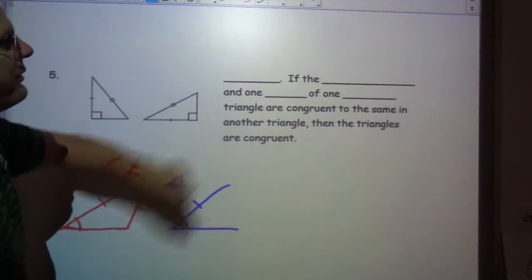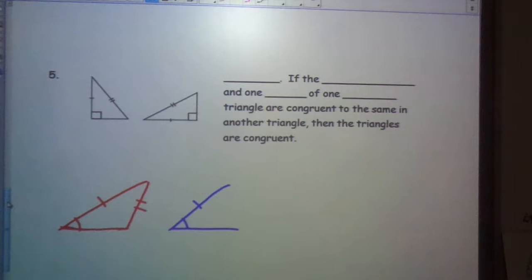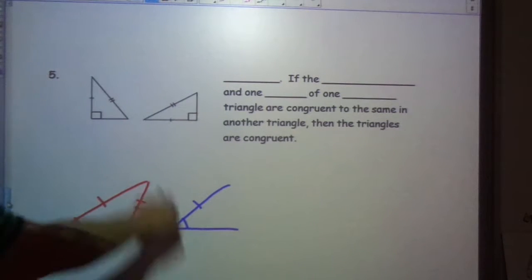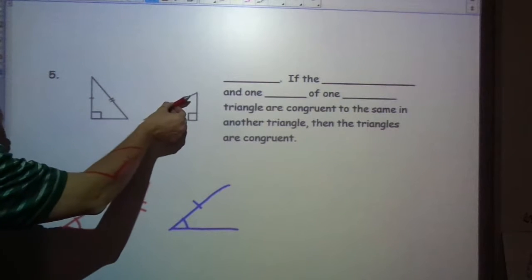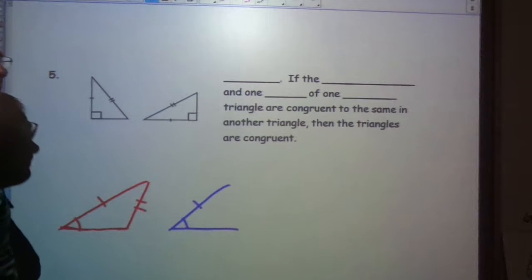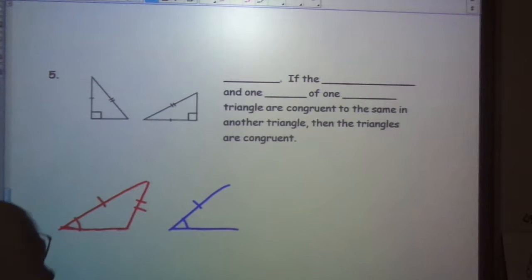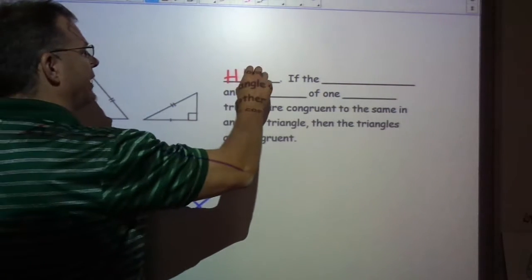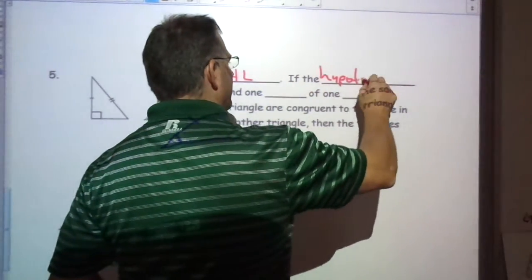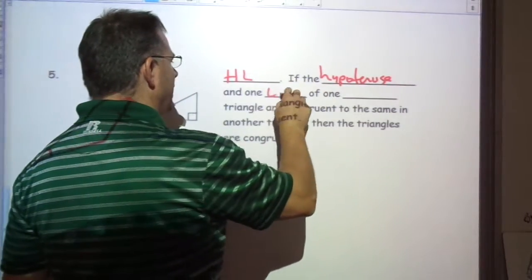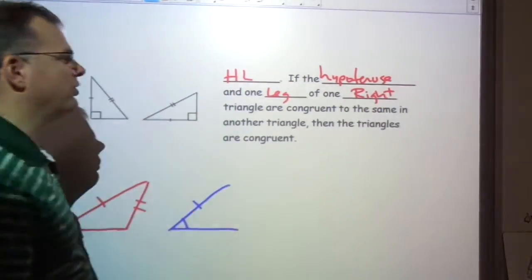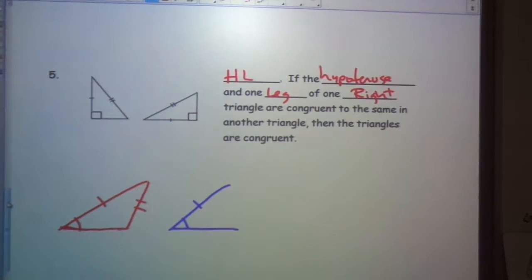Hypotenuse leg is the other one, and this one is for a special kind of triangle where it's a right triangle, 90 degrees. Because those triangles have a specific hypotenuse, and if the hypotenuse is the same and one leg is the same, that's also enough to prove congruence. This is called hypotenuse leg. If the hypotenuse and one leg of one right triangle are congruent to those of another, then the triangles are congruent.